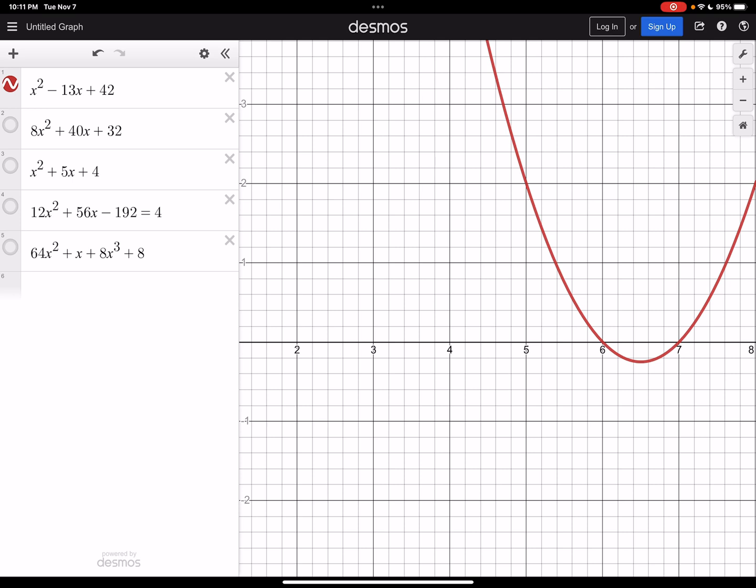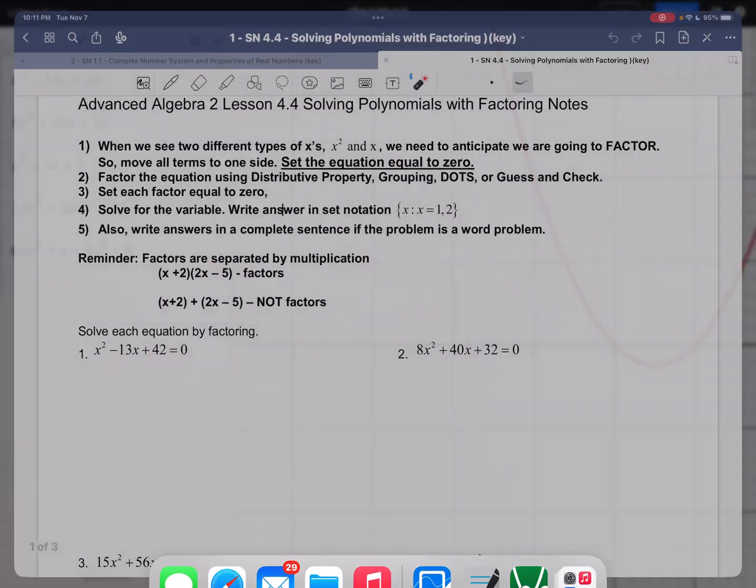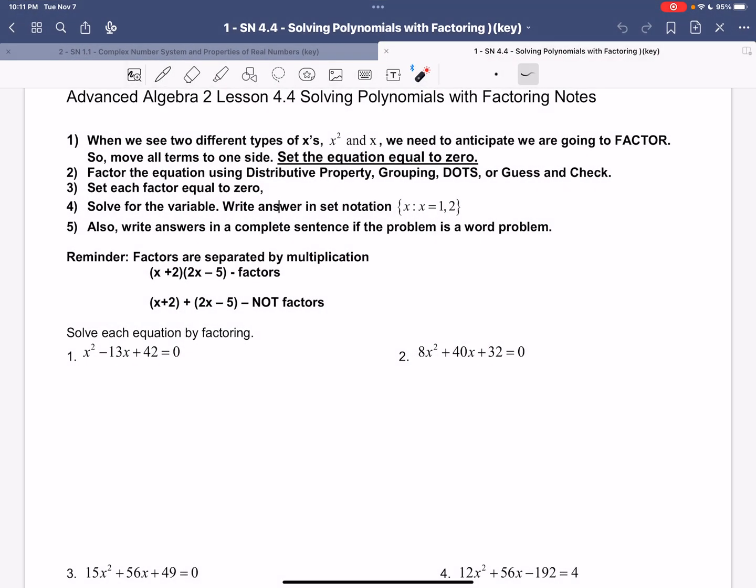So later on in chapter 5, we're going to graph quadratic equations. And the first step will be to find the x-intercepts, which are the solutions. And then we'll have another process for graphing the entire parabola. So that's kind of where we are headed. So let's go ahead and get started.